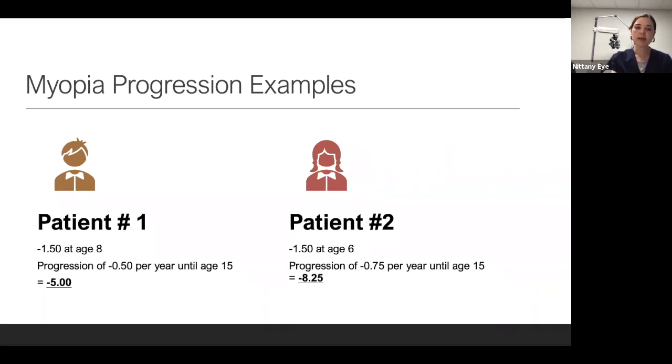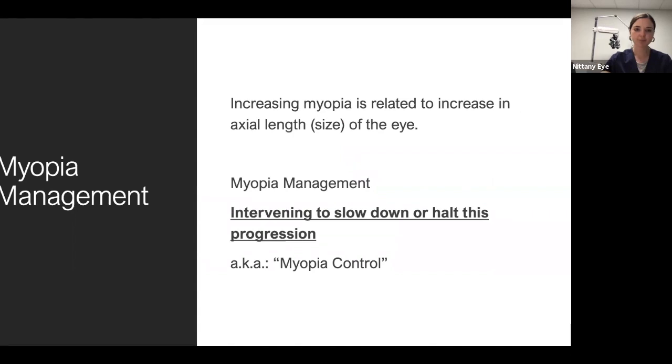Patient number 2 was also a minus 1.50, but with onset younger, at age 6, and it's progressing at a slightly faster rate. Their progression is three-quarters of a diopter, or minus 0.75, again until about age 15 when we know people start to level out, and they're going to reach a prescription of a minus 8.25. So keeping those numbers in mind, this is if they go through the typical sorts of changes, and those two numbers are pretty typical in terms of the amount of change that we see year after year.